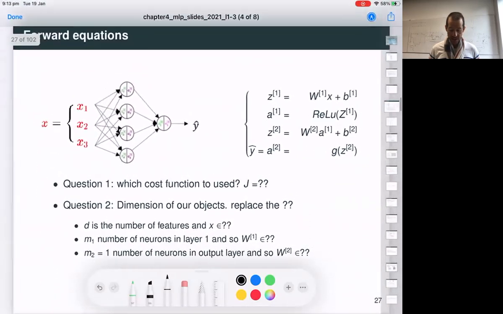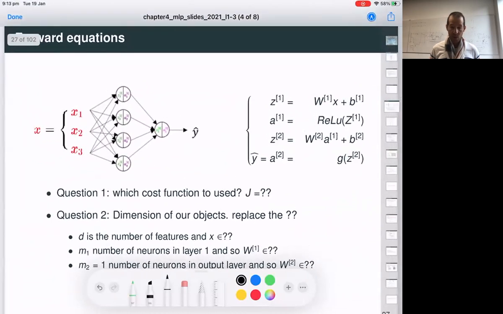First task is to do the forward equation. So have a look at the forward equation here. I have used the ReLU for the activation function of my first layer. So the first layer is ReLU, and the output layer's activation is identity. This means my task is a regression task. So my first question is: which cost function to use?